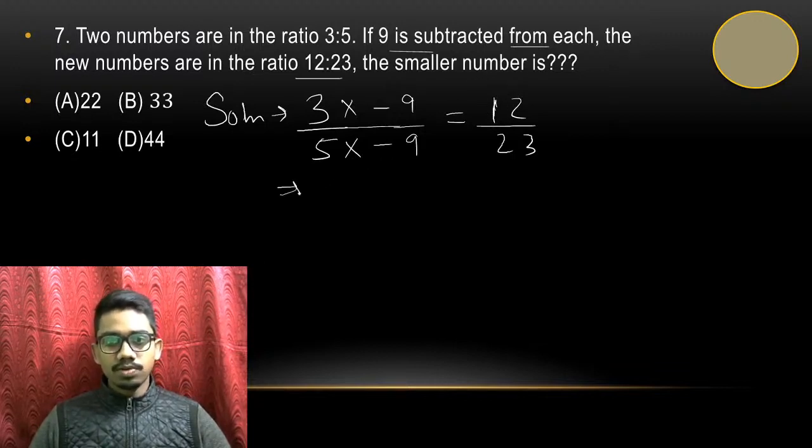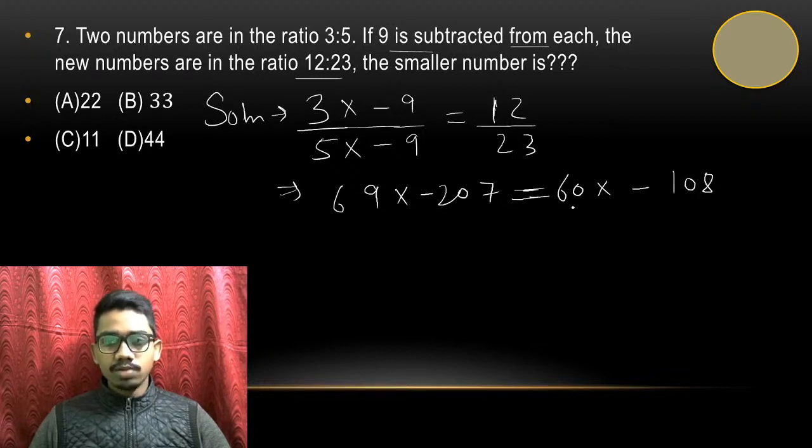How will we solve it? So 23 into 3. 23 into 3 is how much? 3 3s are 9 and 3 2s are 6, so 69x. Minus 23 into 9 is how much? 9 3s are 27, 9 2s are 18, so 207. And on this side, 12 5s are 60. Clear? 60x minus 12 9s is how much? 12 10s are 120, minus 12 gives 108. You will get this side.